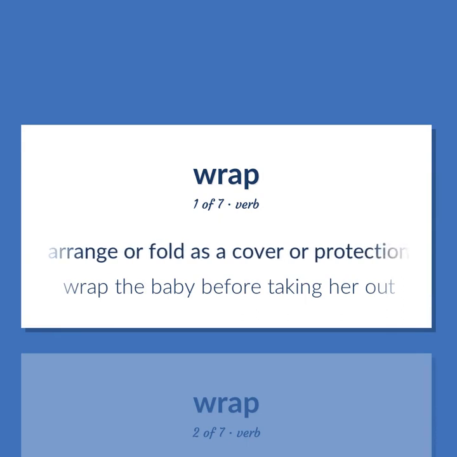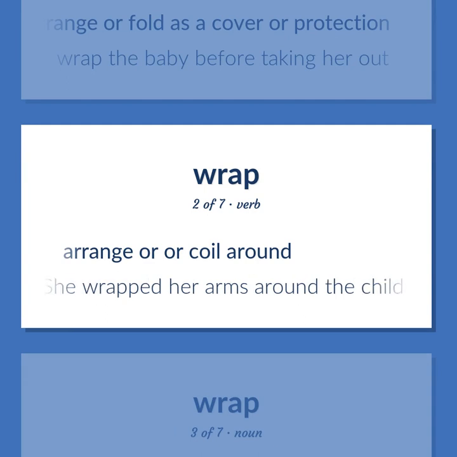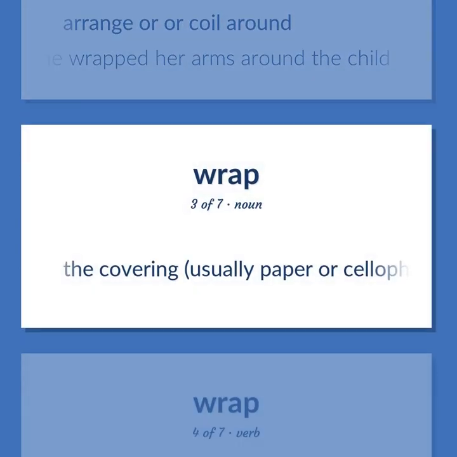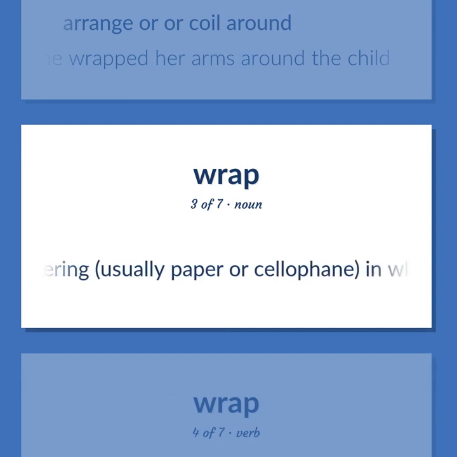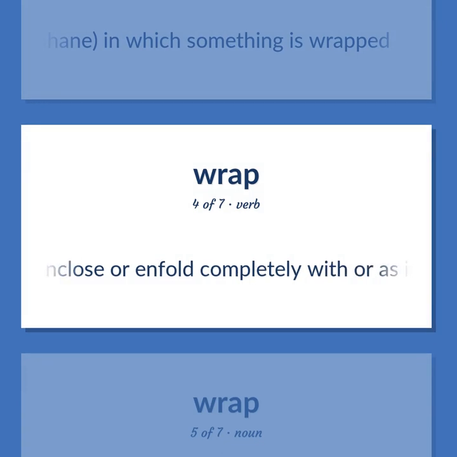Arrange or fold as a cover or protection. Wrap the baby before taking her out. Arrange or coil around. She wrapped her arms around the child. The covering, usually paper or cellophane, in which something is wrapped. Enclose or enfold completely with or as if with a covering.